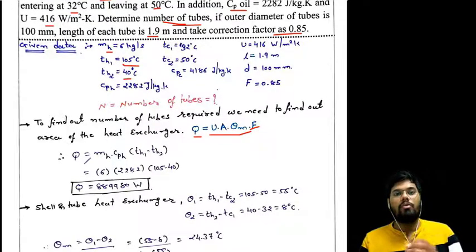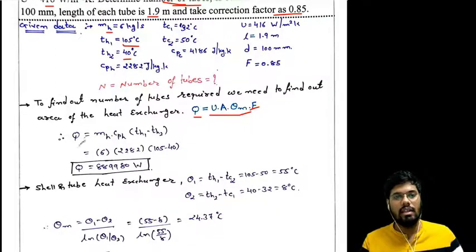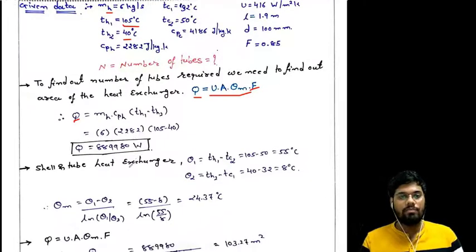Whenever we need to find the value of Q, we need either mH CpH (TH1 minus TH2) or mC CpC (TC2 minus TC1). Here we don't know the mass flow rate of the cold fluid, but we know mH, CpH, TH1 and TH2. So by using mH CpH (TH1 minus TH2), we can easily calculate the value of Q, which would be 889980 watt. Now we need to find the value of theta m.